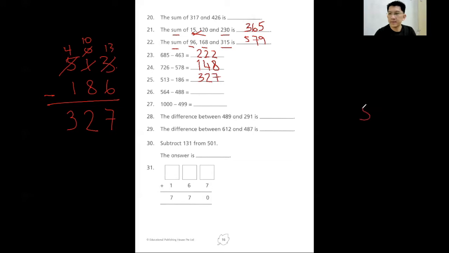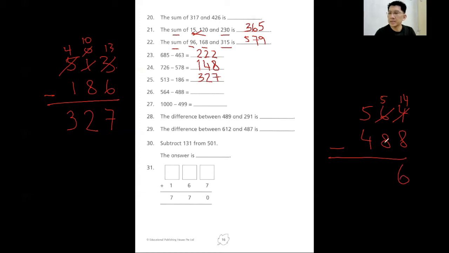Now let's go to number 26. 564, 488. What operation is that? That is a subtraction, minus sign here. Now 4 minus 8, I can't do that because 4 is smaller. I need to borrow from 6, take 1 from 6, that leaves you 5. And 4 gets 10, 4 plus 10 is 14. 14 minus 8 is 6.